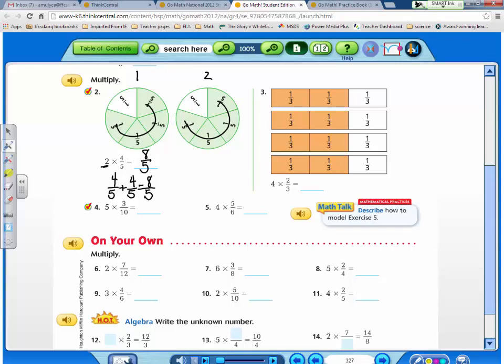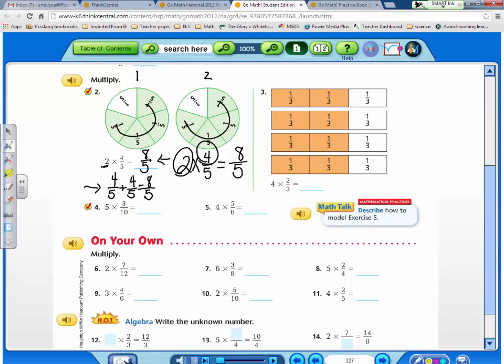The other thing we talked about today is that the way we're getting this answer is we are multiplying, let me just rewrite this problem, the whole number 2 times the numerator 4 to get our new numerator 8. And as always, we just keep our denominator. So here's three strategies. We can use a model, we can use repeated addition, or we can use multiplication to solve these.